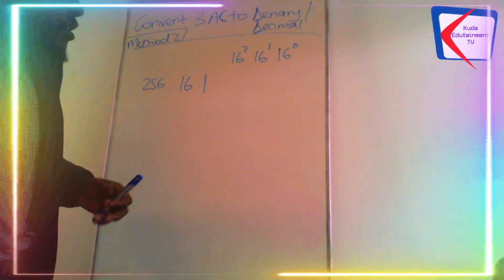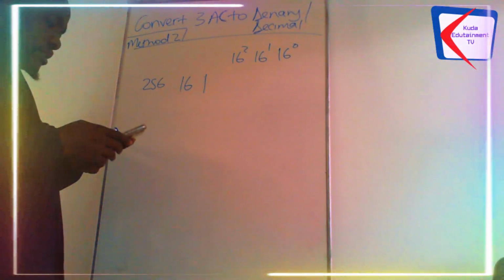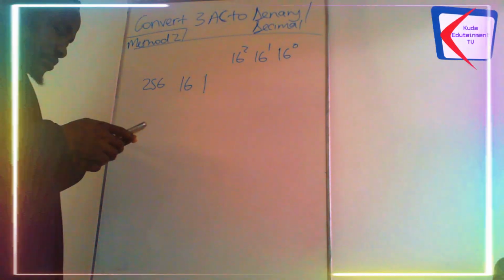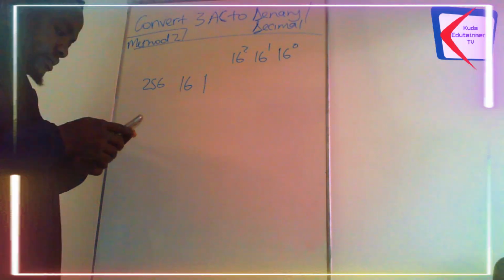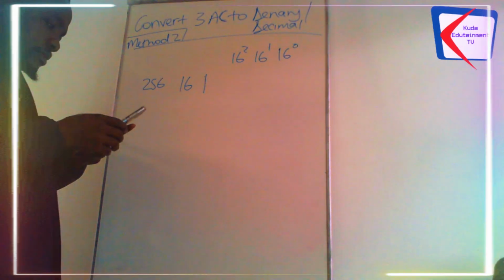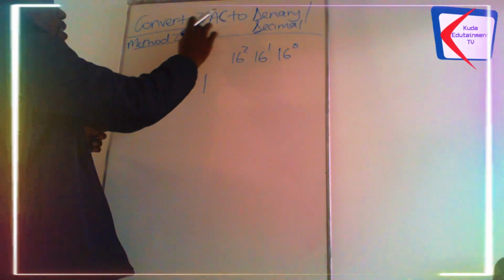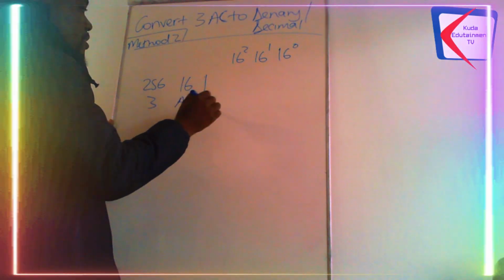Let me just confirm this with my phone. Let me just punch the numbers. 16 by 16 is 256, exactly, is correct. So 16 by 16 is 256. So the hexadecimal number that we have is 3AC.